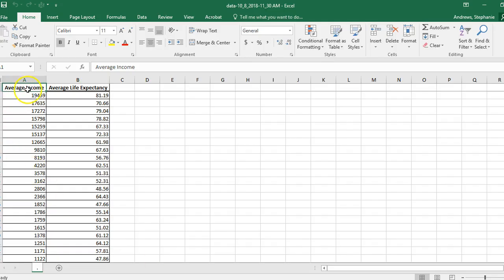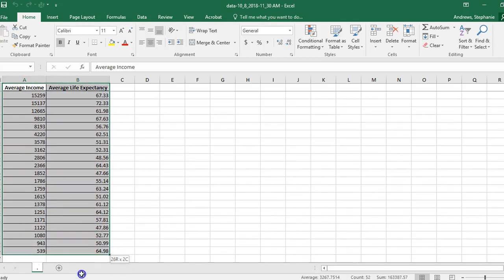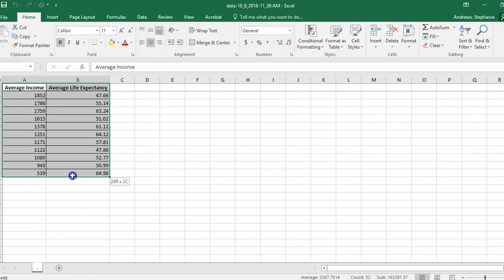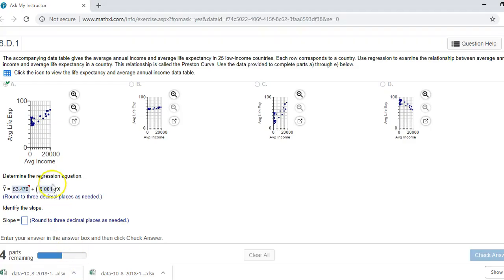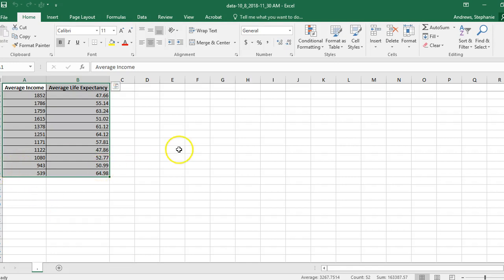I'm going to highlight both pieces, both columns, go down to its entirety, and get both columns. I need to go back and look for X and Y to make sure I highlighted the right spots. Income is going to be on my independent, life expectancy is going to be on the dependent. So income's my X, life expectancy is my Y. So average income needs to be in my first column. It is, and then life expectancy.